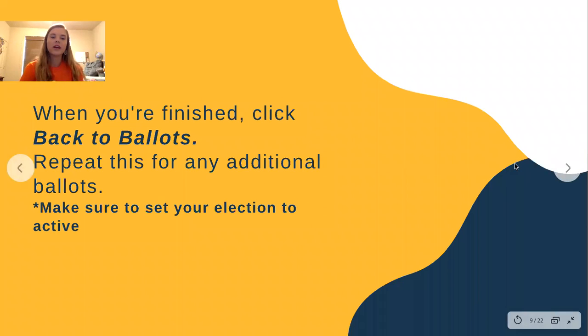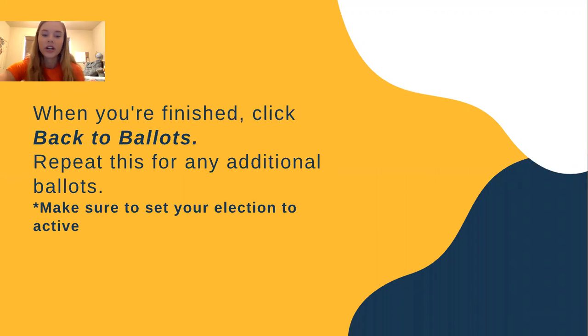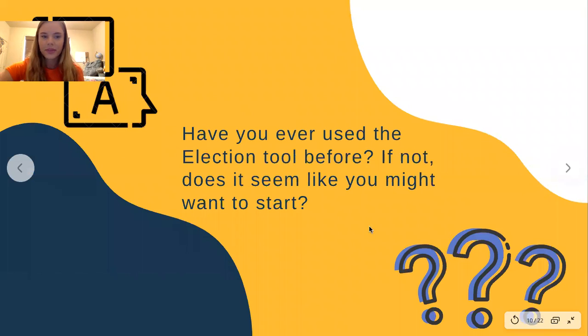So when you finish your ballot, click Back to Ballots, and then repeat this if you have any other questions or people that you want to have elected in this ballot. And just double check to make sure that your election is set to active, so your members can see that it is active and it's going to be coming up to their email.